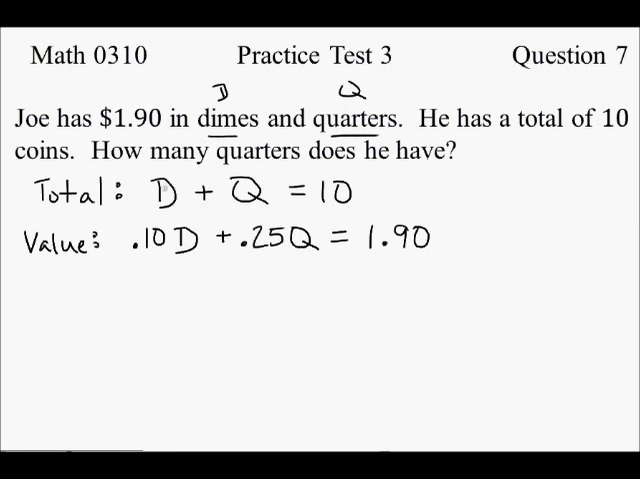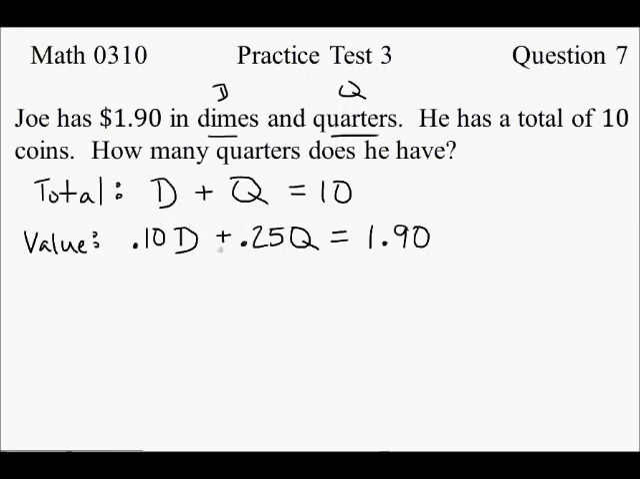Here is the total equation. The total of dimes and quarters is 10. Here the value, 10 cents per dime we have, plus 25 cents per quarter we have, is going to give us $1.90. That's our total. And so now we just want to solve this system of equations, either using substitution or elimination.